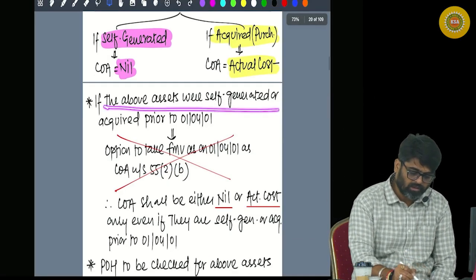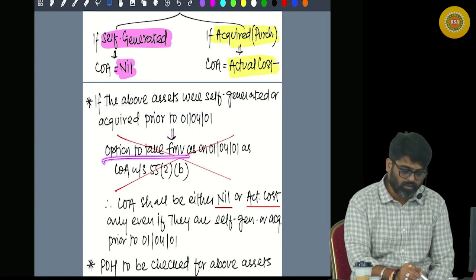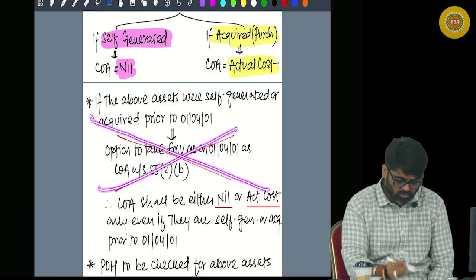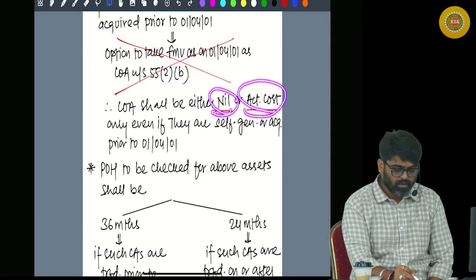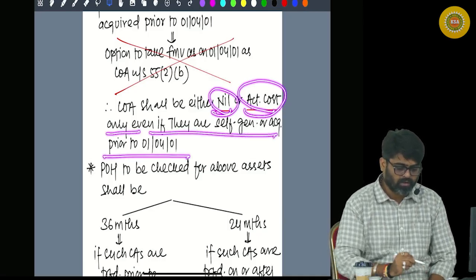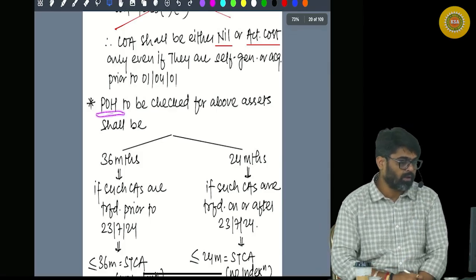So, the above assets were self-generated or acquired prior to 1st April 2001. Option to take fair market value under section 55(2)(b), available or not available? The cost of acquisition shall be either nil or actual cost only, even if they are self-generated or acquired prior to 1st April 2001. Yes or no? Now, what period of holding are you going to check for these assets?